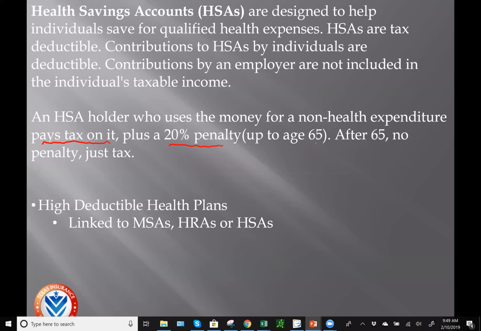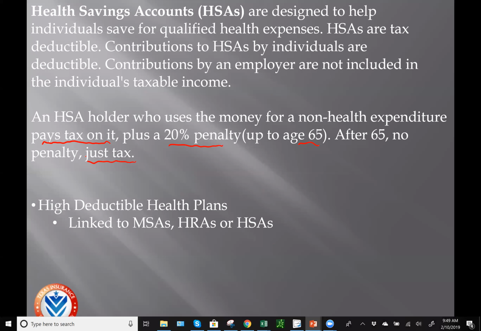Now that's only up to age 65. After 65, the penalty goes away and it's just treated like income. But make sure you know prior to age 65, 20% plus tax.